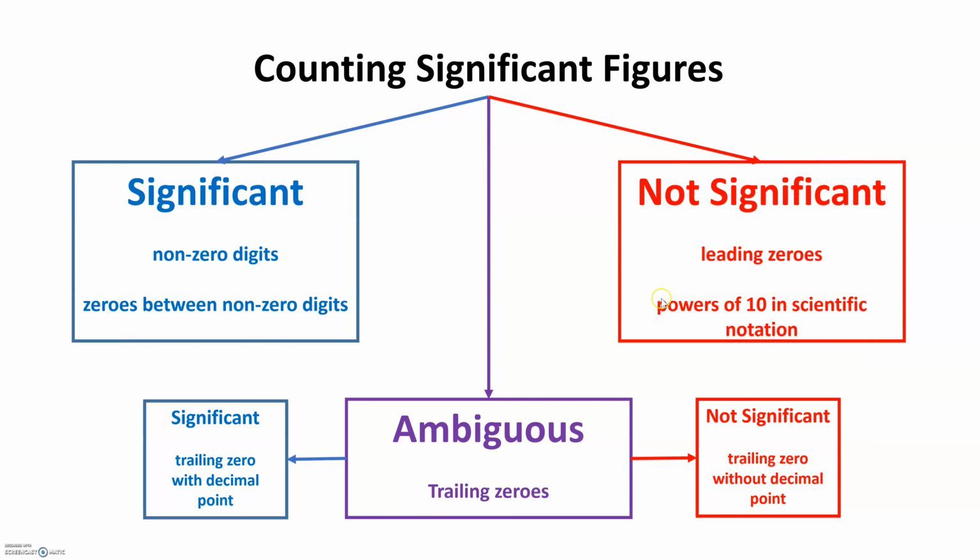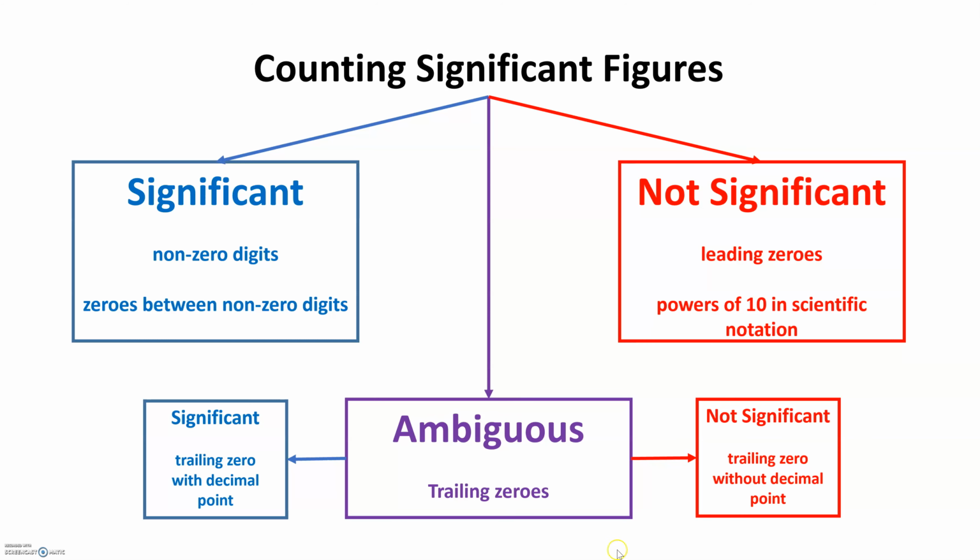And we haven't seen too many of these yet, but we will be seeing lots of powers of 10 in scientific notation. So that 10 to the 6th power, those are not significant digits. Again, they're just telling us where that decimal point goes. The ones that are going to give us trouble are the zeros at the end, because it's not always clear if they were measured values and they just happen to be zero, or if we're just using them to fill space and hold where the decimal point should be.